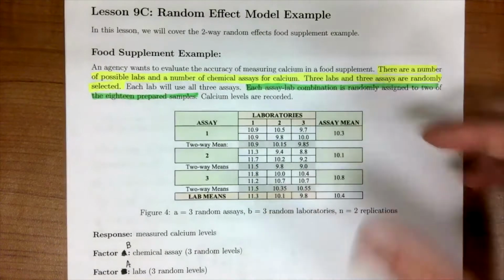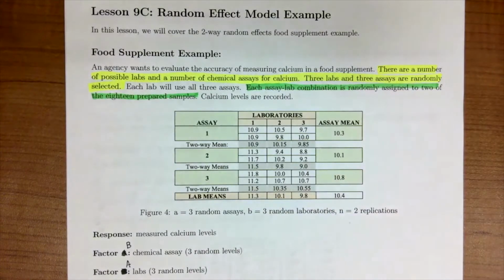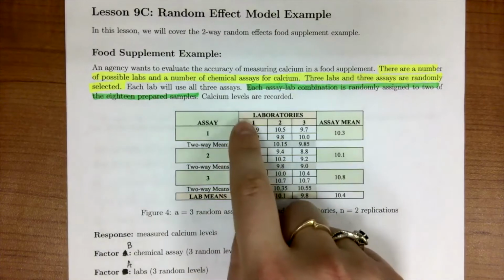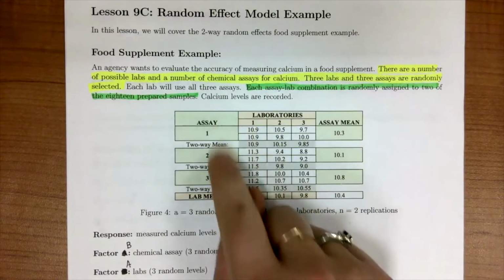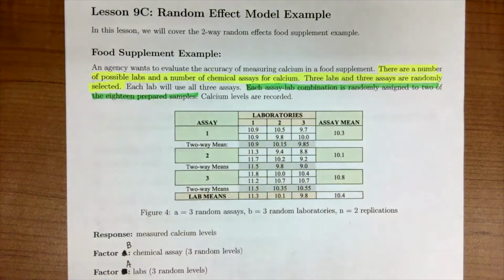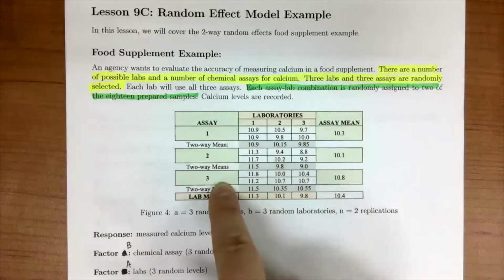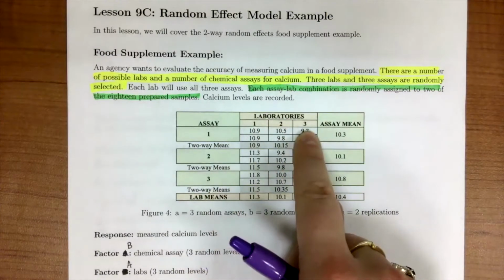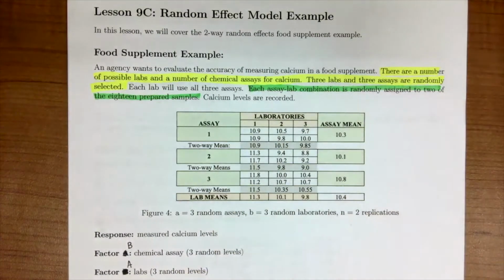With that intuition of selecting randomly from an entire population, it's also changing our inference in what we're looking at. So we're no longer interested in, is there a difference between just these 3 or just these 3? We're interested in the overall population variance. And so we're using these 3 assays and these 3 laboratories to make conclusions or general statements about the overall population variance.